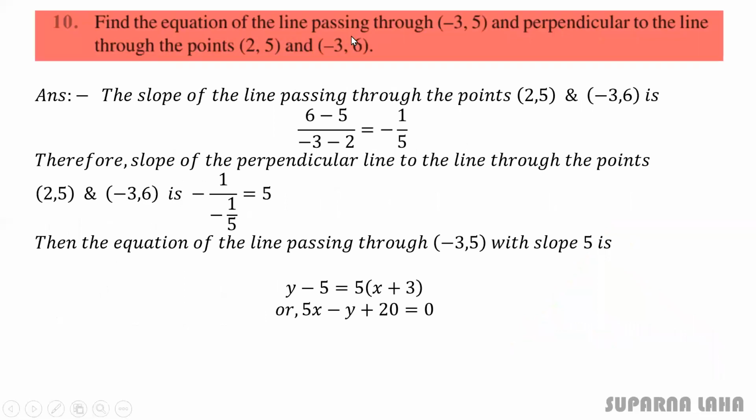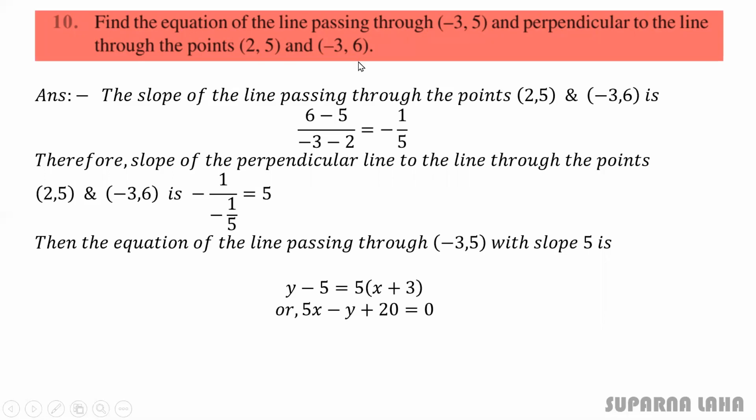Find the equation of the line passing through (-3, 5) perpendicular to the line through the points (2, 5) and (-3, 6). So find the equation, just read the question carefully. Find the equation of a line passing through the point (-3, 5) and perpendicular to the line through these two points. So the line is perpendicular to the line passing through these two points.